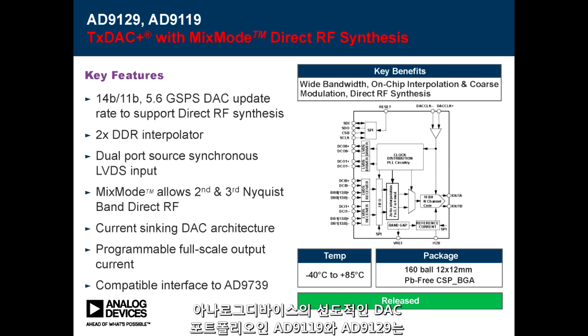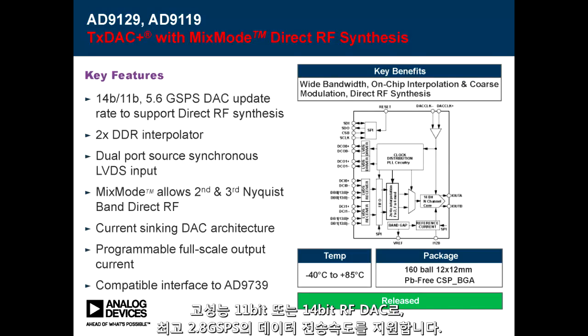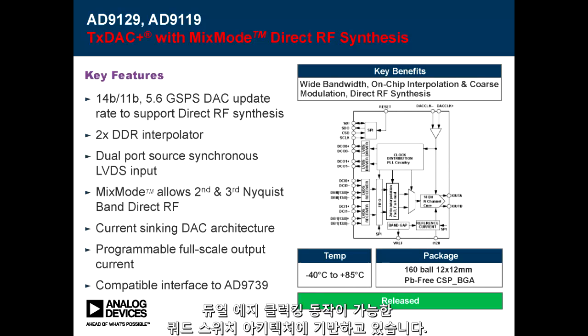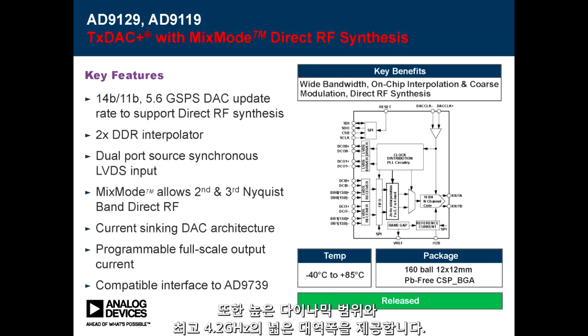Leading our DAC portfolio, the AD9119 and the AD9129 is a high-performance 11 or 14-bit RF DAC that supports data rates up to 2.8 gigasamples per second. The DAC core is based on a quad-switch architecture that enables dual-edge clocking operations, effectively increasing the DAC's update rate to 5.7 gigasamples per second when configured for mixed mode or 2x interpolation. This offers high dynamic range and wide bandwidth up to 4.2 gigahertz.